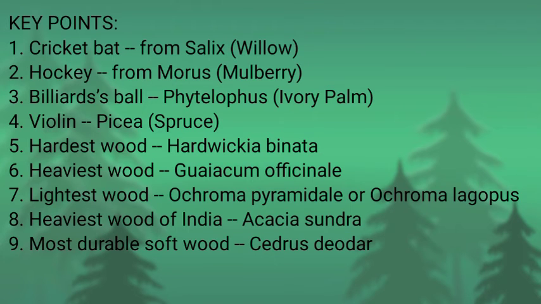Key points. Cricket bat is generally prepared from the plant Salix or willow plant. Hockey bat is generally prepared from Morus or mulberry. Billiards ball is prepared from Phytelephas or ivory palm. Violin, Picea plant. Hardest wood, Hardwickia binnata.